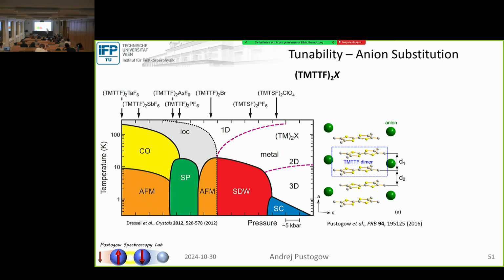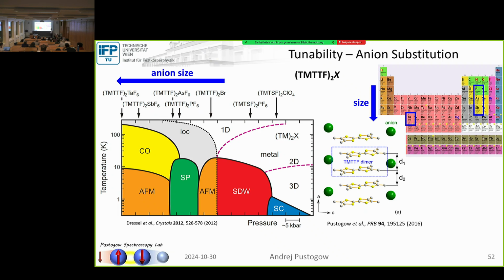And they have correlated phases which go from charge ordering, localization, which means Mott transition, spin Peierls, so a kind of valence bond ordering, antiferromagnetism, spin density wave. And they even change their dimensionality. When you press them, they are first one-dimensional. At higher pressure, they become two-dimensional, and afterwards, they really behave like a three-dimensional solid. Meaning that the conductivity along all directions is more or less the same, the electrical conductivity.